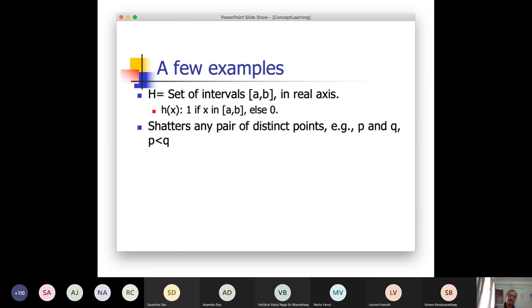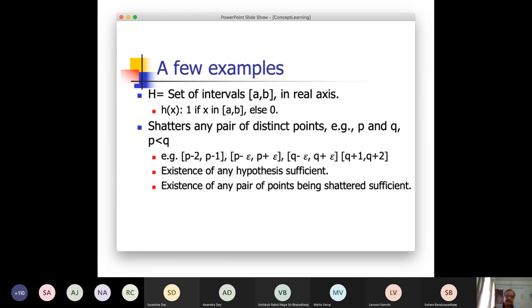Now, you can show that if you take 2 points, there is no issue. An interval formed from those 2 points will always be consistent. If both are positive, you can take both of them in one interval. If one is positive, you can take some interval including that positive, and the other way also. So trivially, given 2 points, this interval hypothesis representation shatters them. So VC dimension is at least 2.